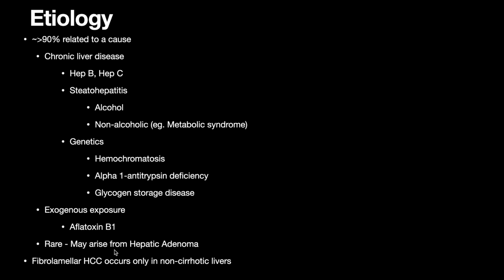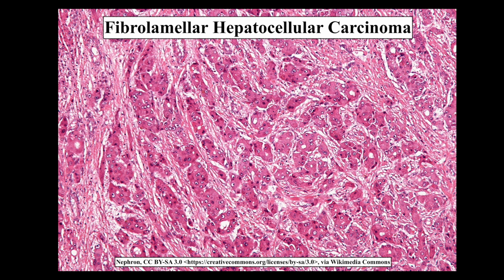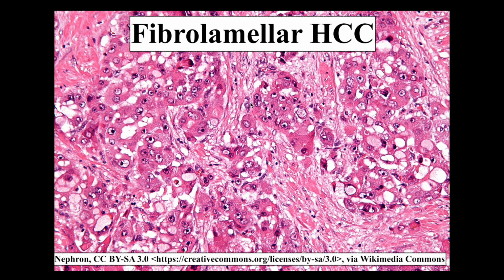Of note, fibrolamellar HCC subtype occurs only in non-cirrhotic livers, generally in young individuals, like 20s. Here is an H&E of fibrolamellar hepatocellular carcinoma. We see eosinophilic tumor cells with ample cytoplasm. There's some fibrosis as well. We see trabeculated architecture with a background of dense collagen bundles. The cells are large, and there's prominent macronucleoli.